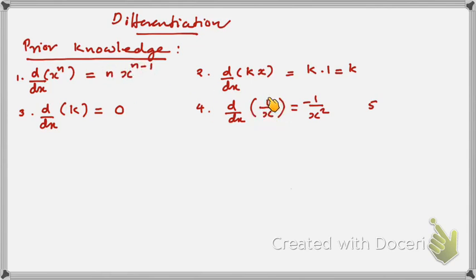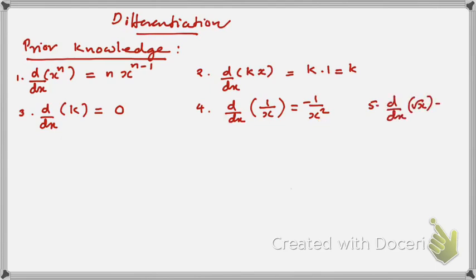So x to the power of minus 1 derivative would be minus 1 into x raised to minus 1 minus 1, which is minus 2, which I moved to the denominator. So it becomes minus 1 by x square. So derivative of 1 over x is minus 1 over x square. Derivative of 1 by x, minus 1 by x square.